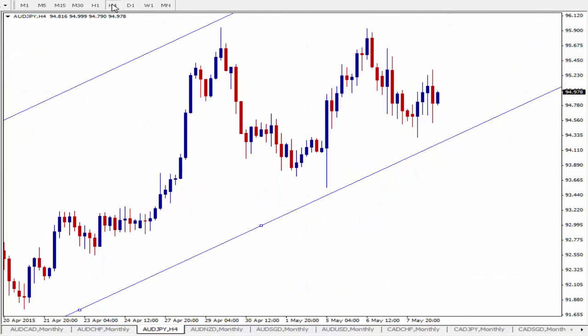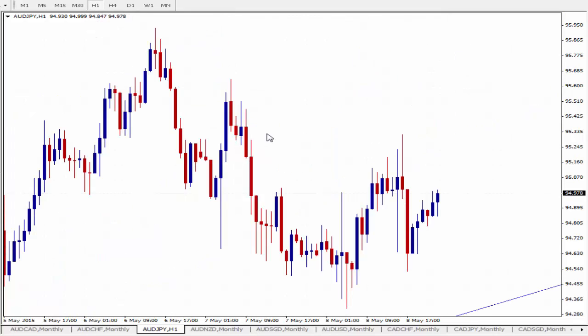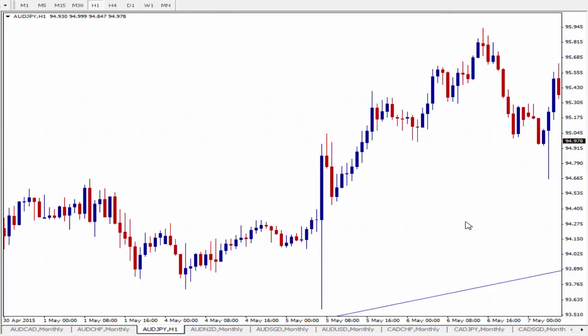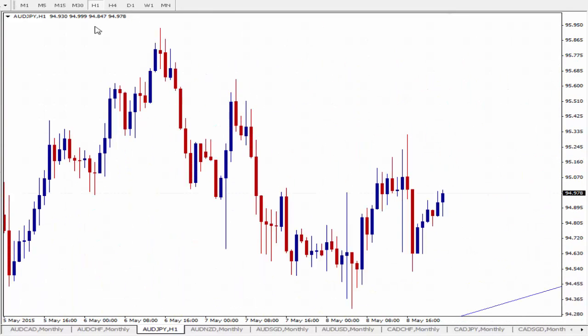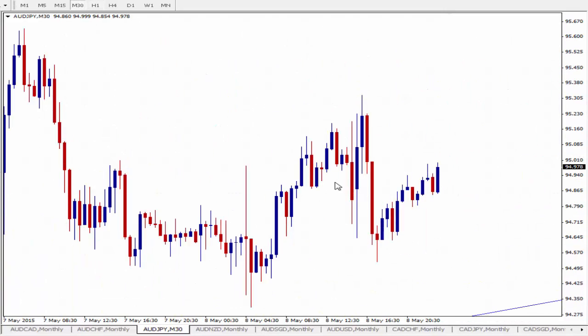Moving down to the 4 hourly, you can see that it's not in a very bad position. You could probably take this trade and ride it out and get a good trade long term there. Okay, so that's not looking too bad. So this is a potential trade.